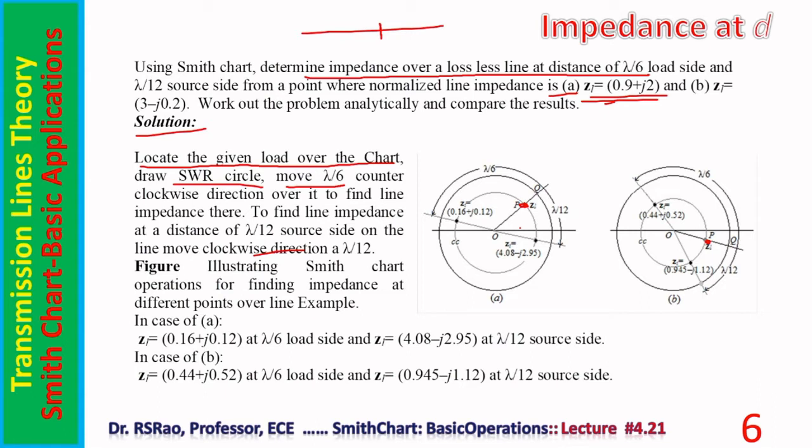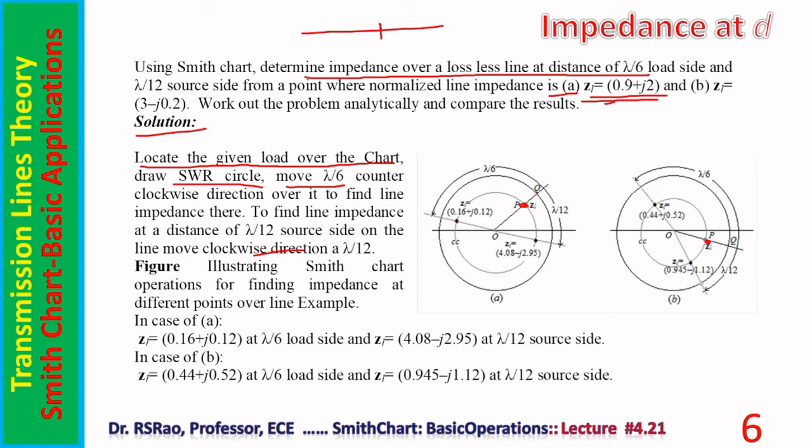Move lambda by 6 in the counterclockwise direction. So, from point P, move a distance of lambda by 6. Using the scale that is available over the periphery, move a distance lambda by 6. So, you will come somewhere here. This point denotes a certain impedance. Read out that impedance. That impedance gives the line impedance, load side, at a distance of lambda by 6 from the point P.